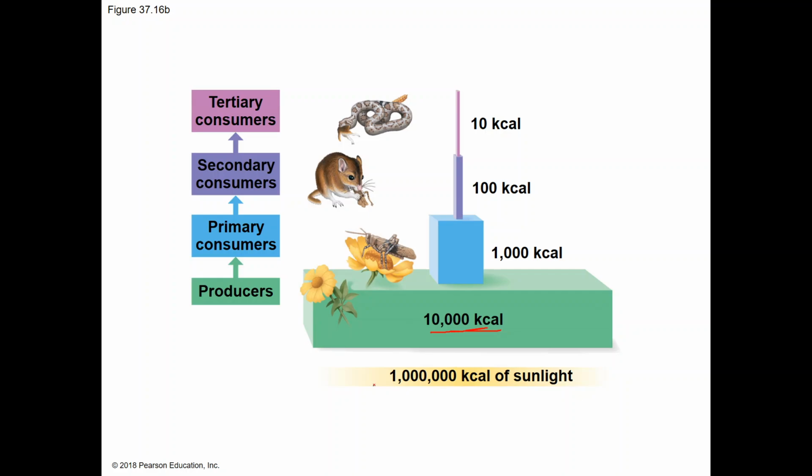If you look at these numbers, only about 1% of the energy in the sunlight becomes new biomass, available as new biomass through primary production. And each trophic level from here on up is roughly 10% of the level before it.